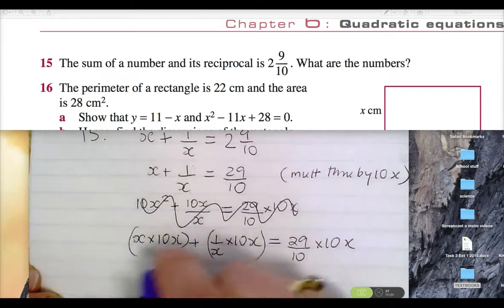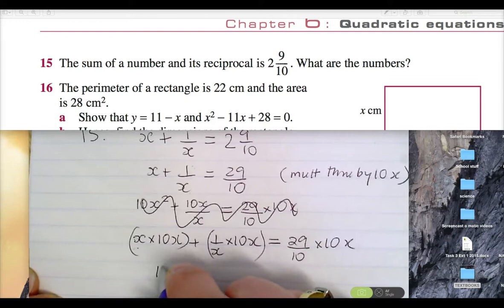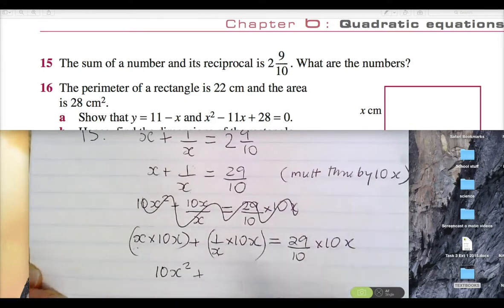Now, what do you get? X times 10x. What do you get? 10x squared. What happens with this x and that x? You get 10x over it. And they cancel.